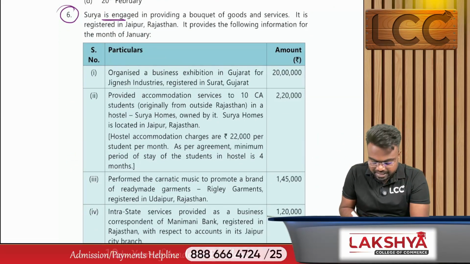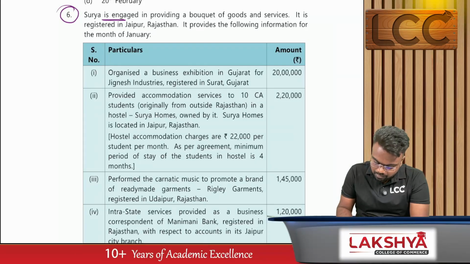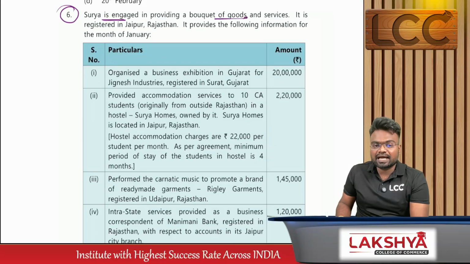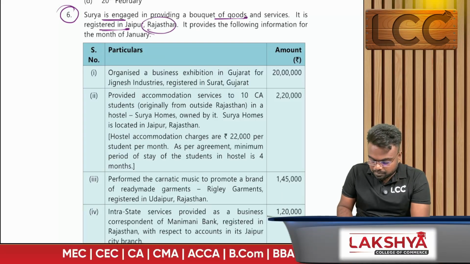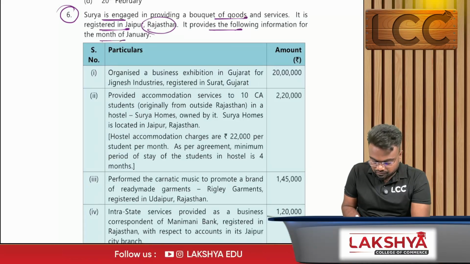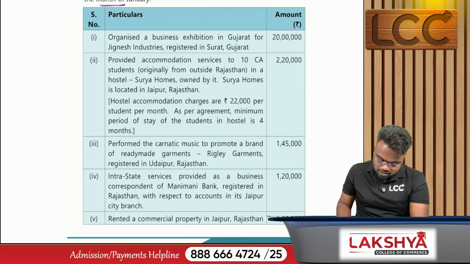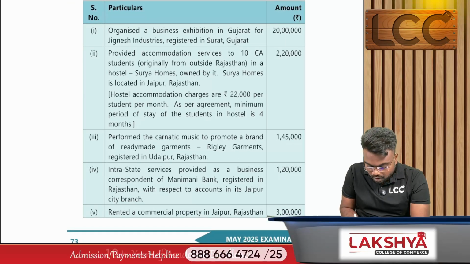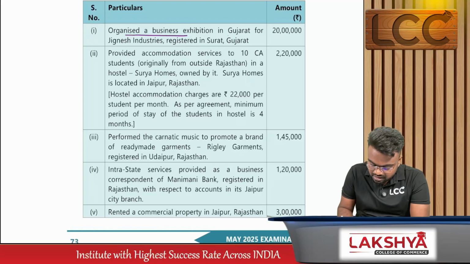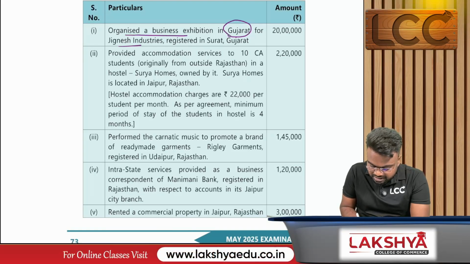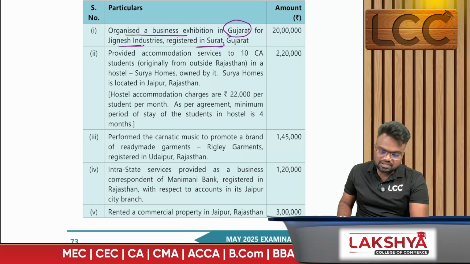Surya is engaged in providing a bouquet of goods and services. It is registered in Jaipur, that is Rajasthan. It provides the following information for the month of January. So what is point number 1? Organized a business exhibition in Gujarat for Jignesh Industries, registered in Surat, that is Gujarat.